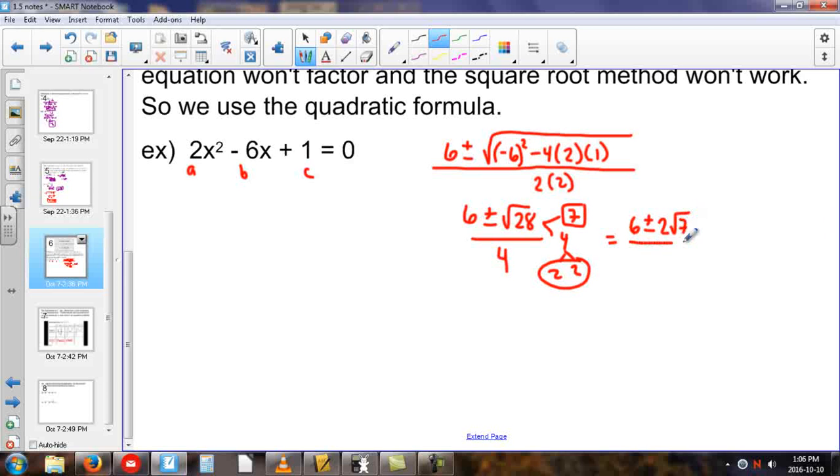Now, if and only if all three of these guys reduce, we reduce. If they don't all reduce, we stop. These all reduce by 2, making it 3 plus or minus 1 root 7 all over 2. Okay? And there's our final answer.